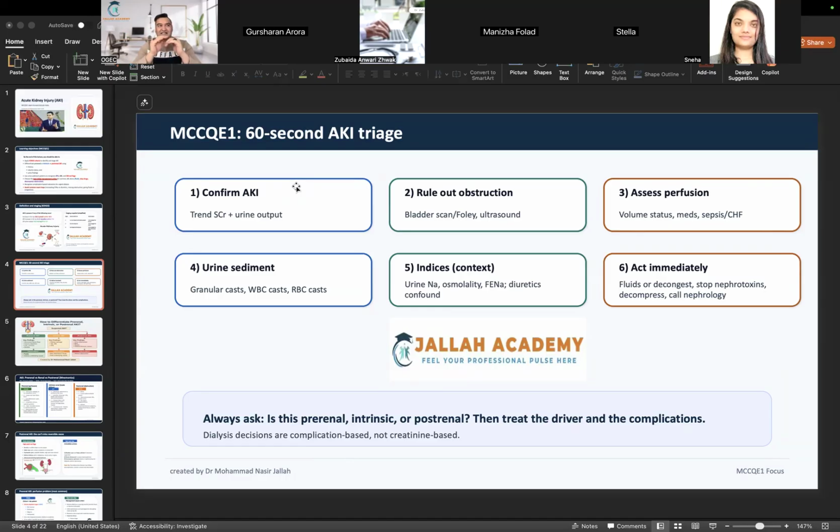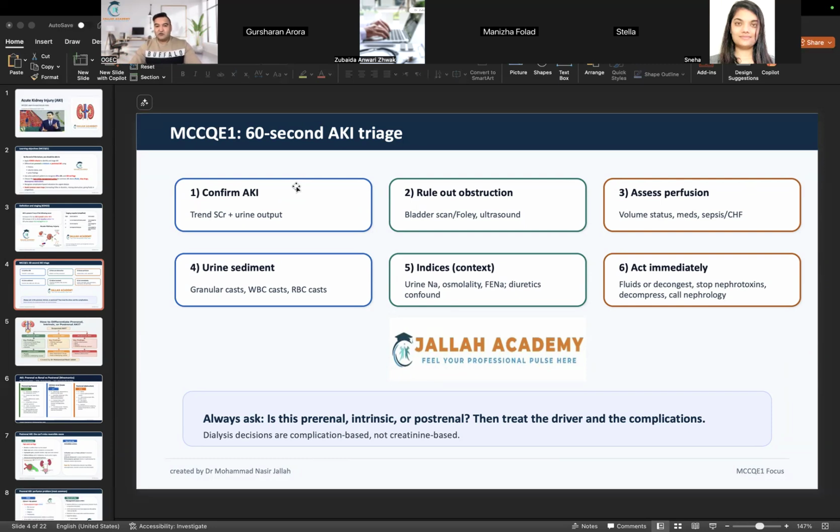The first best thing after you diagnose or confirm acute kidney injury is to treat reversible conditions. For example, if it is an obstruction, then the best treatment will be a Foley catheter or nephrostomy. Just decompress. That is the best thing that you need to do after confirming. If it is not post-renal, then you can think about the rest and treat accordingly.